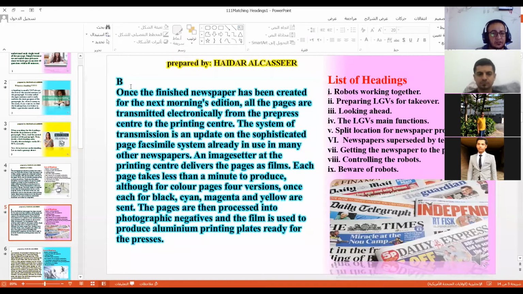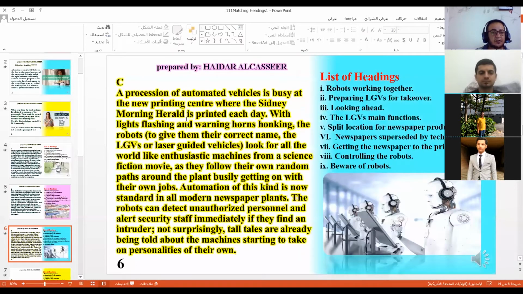Once the finished newspaper has been created for the next morning's edition, all the pages are transmitted from the prepress center to the printing center. Okay, everyone? Okay. Let's see number six.